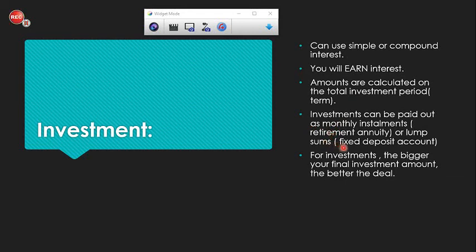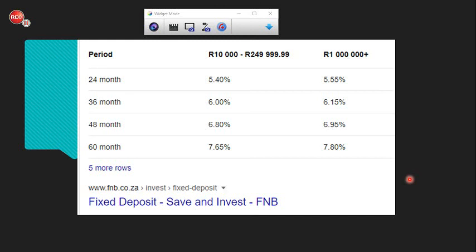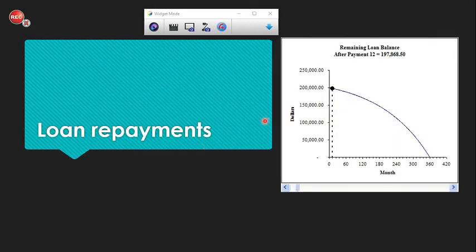For an investment, the bigger your final investment amount, the better the deal, because it means you're getting more money out for the money that you invested. So if we have a look at this, for instance, if we are going to have a fixed deposit account and we put the money away for 24 months, we'll get 5.4% interest. But if we end up putting it away for 60 months, we'll get 7.65%.